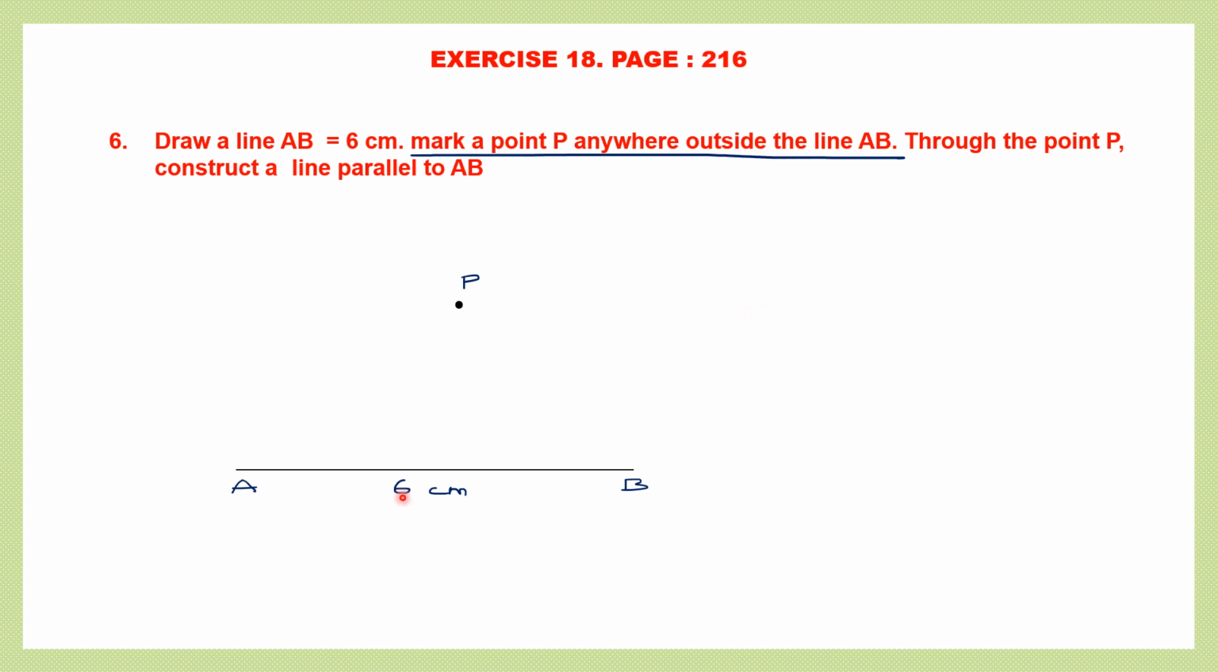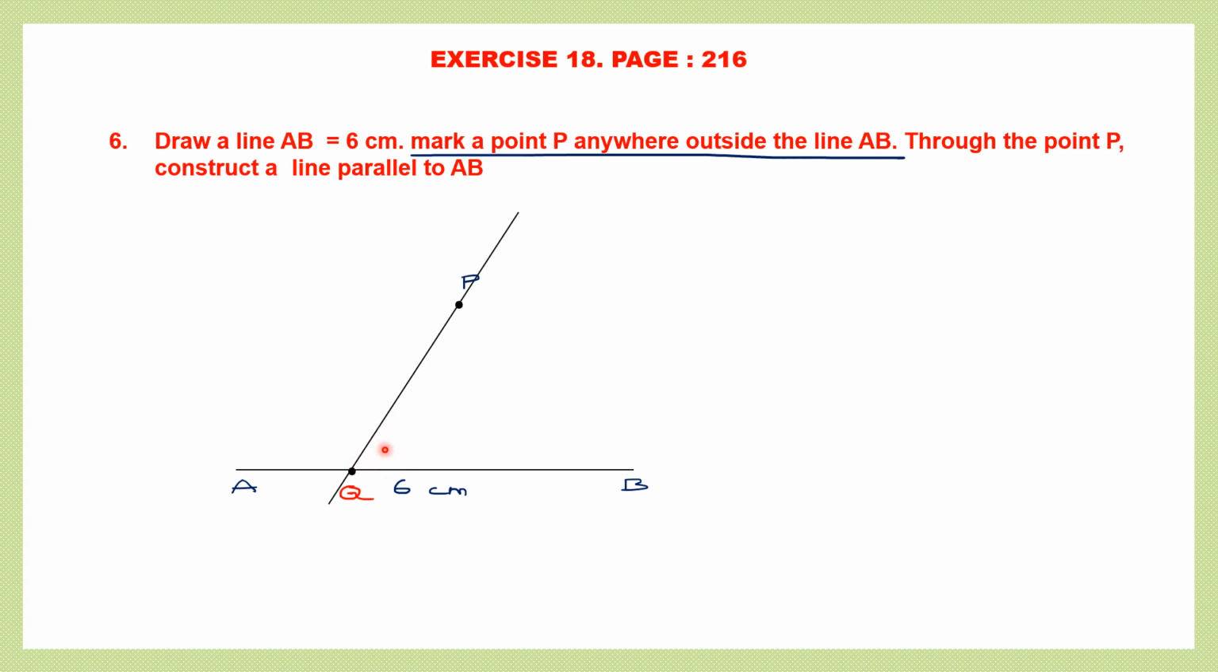First thing is, let's mark a point on the line segment AB. So we have marked a point here. Let's name it Q. So this one is Q. Next, we're going to join PQ. So let's join PQ. So now when we have joined PQ, can you see an angle is formed here?